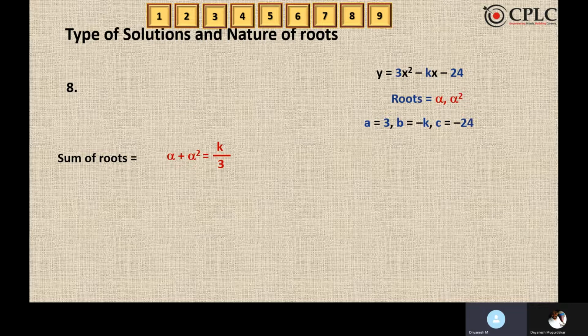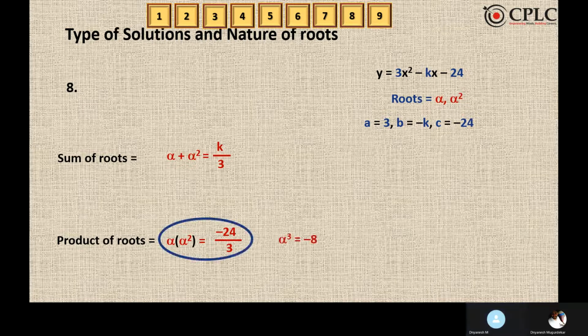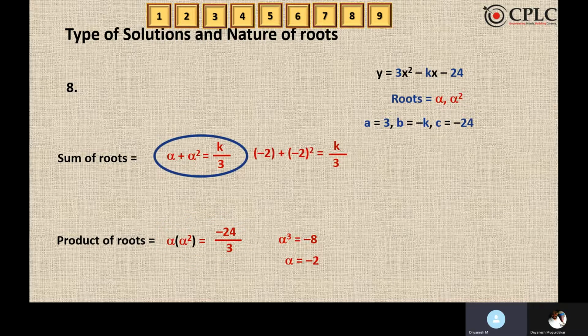Formula is minus b by a, which is k by 3, and then the product of the roots will be not alpha beta, but it will be alpha into alpha square, which is c by a, which is minus 24 upon 3. So minus 24 upon 3 is minus 8, and alpha cube is minus 8. That means value of alpha will be minus 2. Substitute that value of alpha, minus 2, in the above equation, and you will have your answer for k, which turns out to be plus 6. Option 1 for the 8th question.